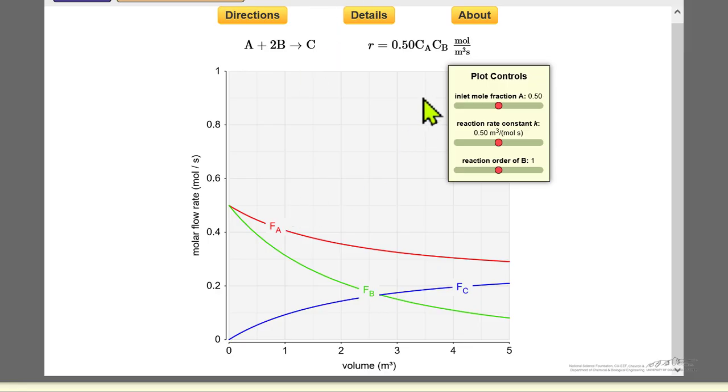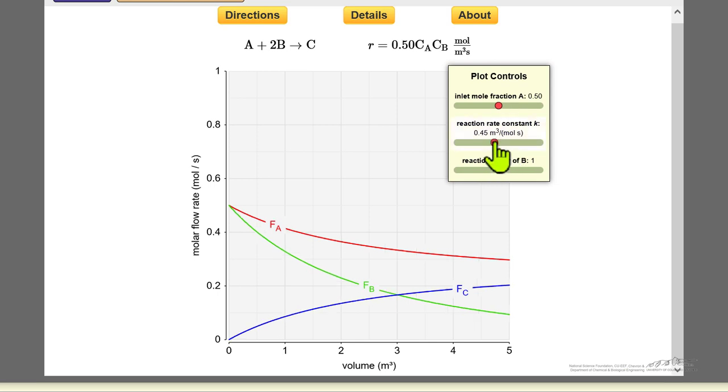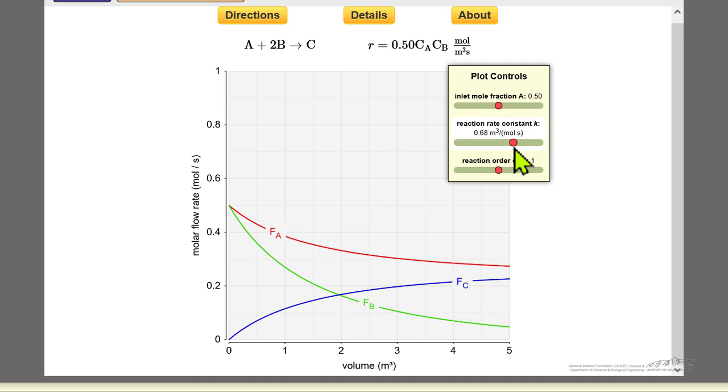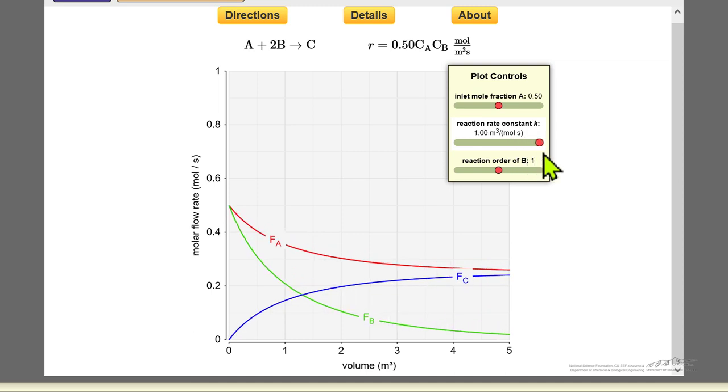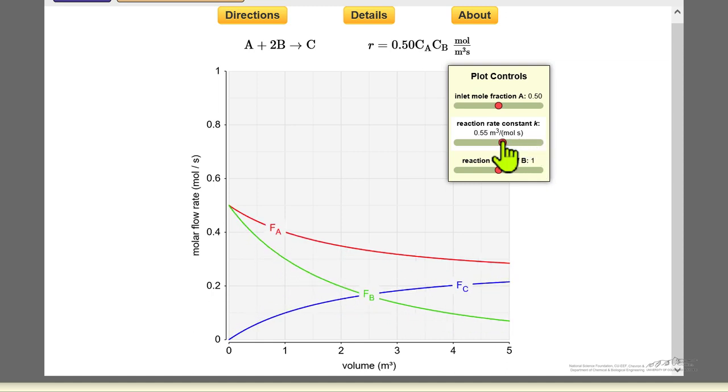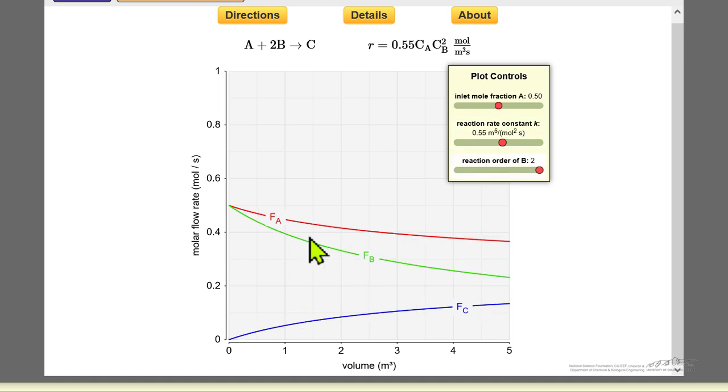So in the simulation, if we change the reaction rate constant and increase it, then the flow rates of A and B decrease as a function of distance down, and the flow rate of the product C increases. If we change the reaction order with respect to B, so it's second order, then you'll notice that the flow rate of B doesn't decrease as fast, because as we lower the concentration of B, the rate slows down even more because it's second order.